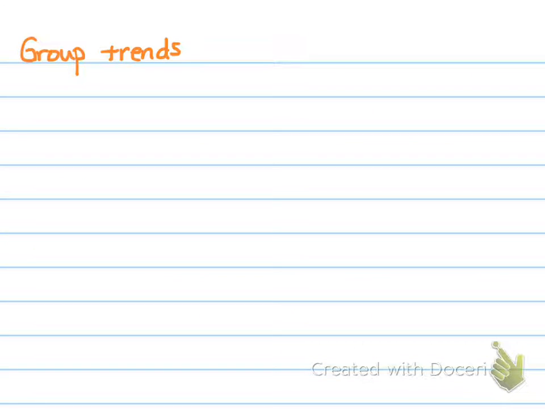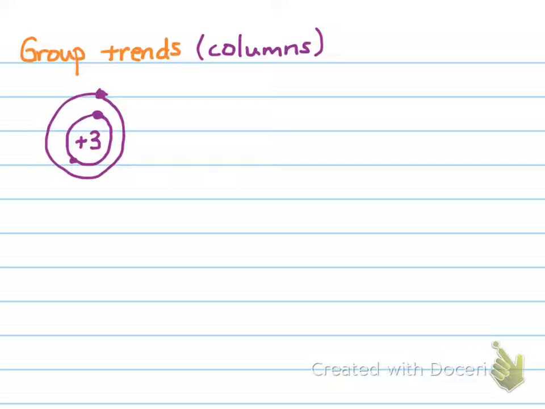So the group trends, remember these are the columns on the periodic table. And to kind of talk about the group trend, we'll take a look at lithium and sodium, and we'll draw those Bohr diagrams like we did on our ChemQuest. So lithium has 3 protons in its nucleus. So it has 2 electrons in its first energy level and 1 electron in its second. This is lithium.